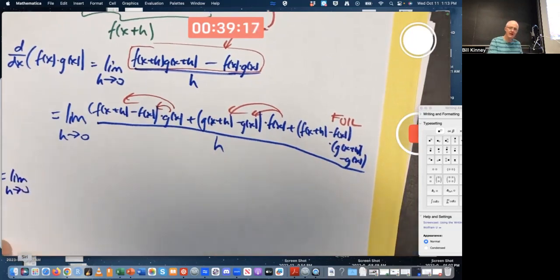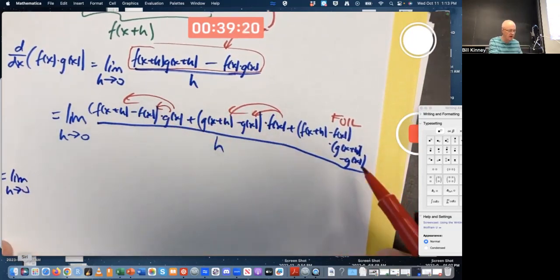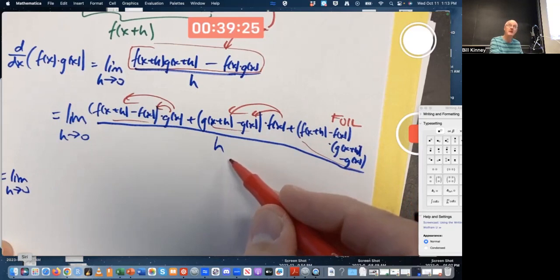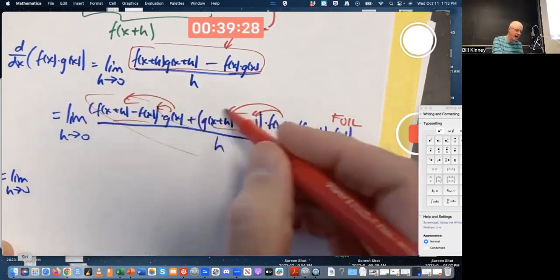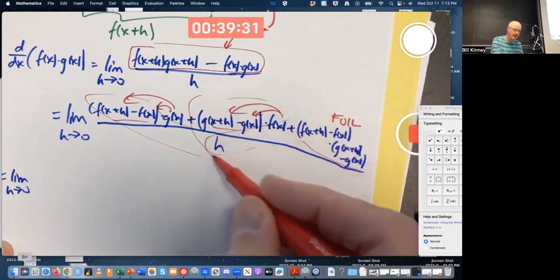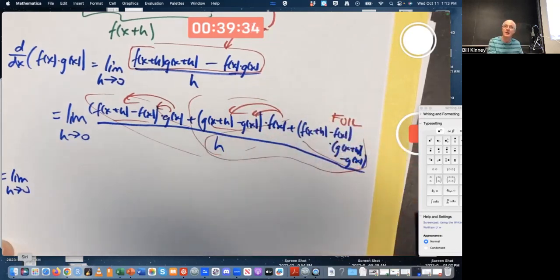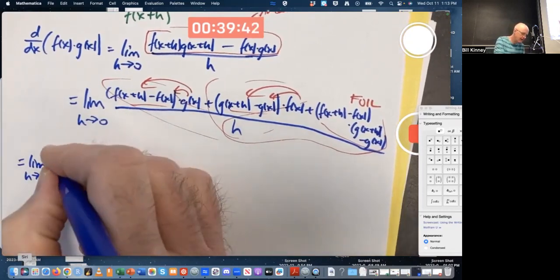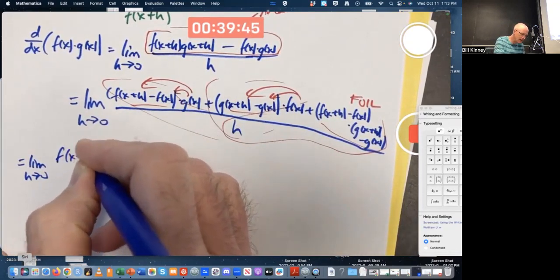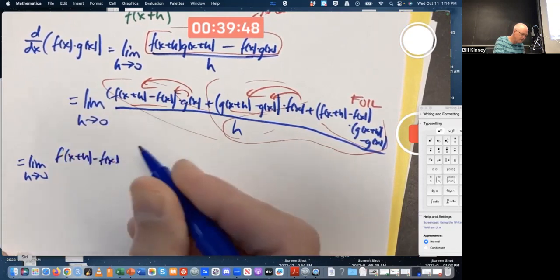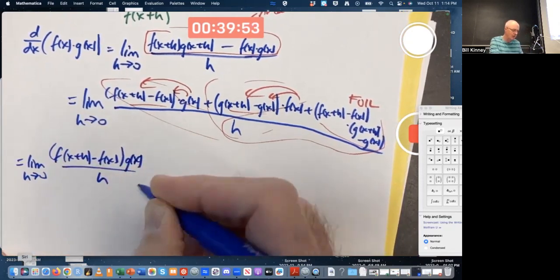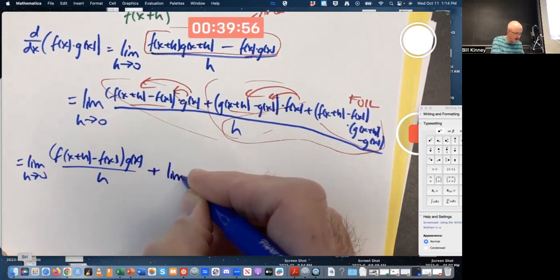But now, how do we finish it here? Well, I've got a big fraction with a big numerator essentially split into the sum of three things all over the same denominator. I could split those into three separate fractions that are being added because they all would have the same denominator of h. And then the limit of a sum is the sum of the limits. I can have the limit of the first fraction, careful not to make a typo, plus the limit of the second fraction.